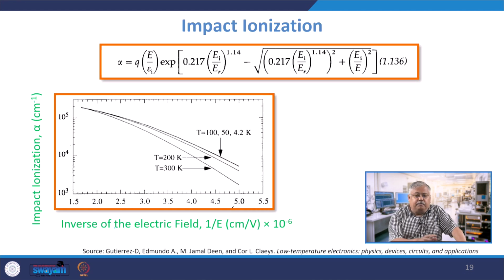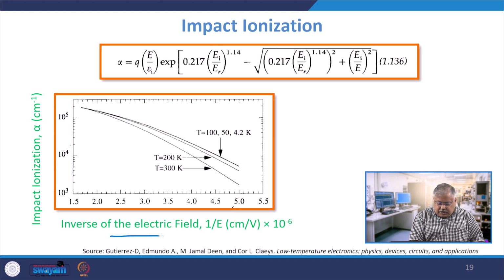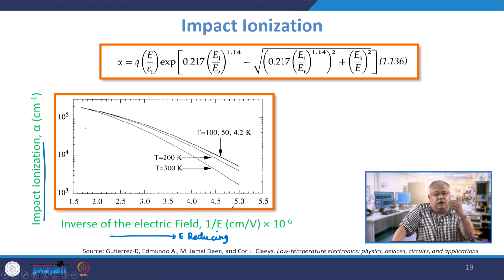Now, let us come to the impact ionization and let us delve into that in detail. If you see the plot at the bottom side, this is the inverse of electric field, which means that as you move this side, the electric field is actually reducing. I am plotting the value of alpha, which is in fact the impact ionization factor, on the x axis. The higher the value, the more charge carriers or electron hole pairs are generated because of impact ionization.